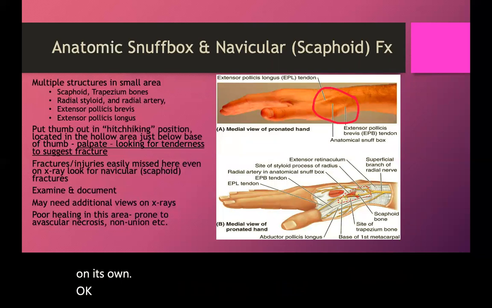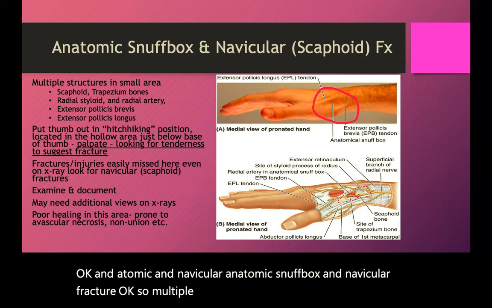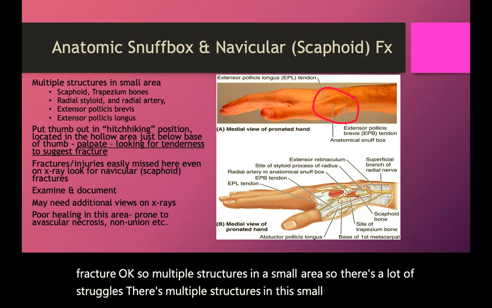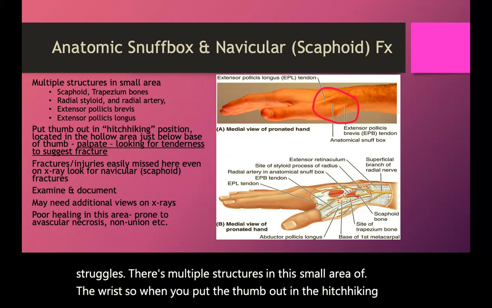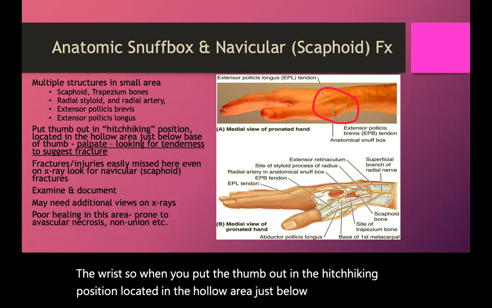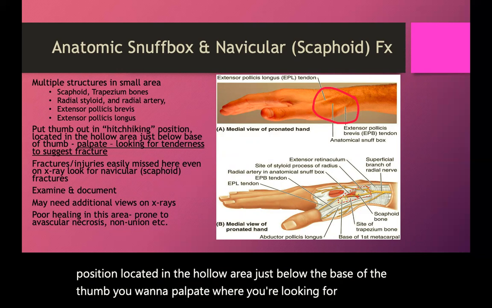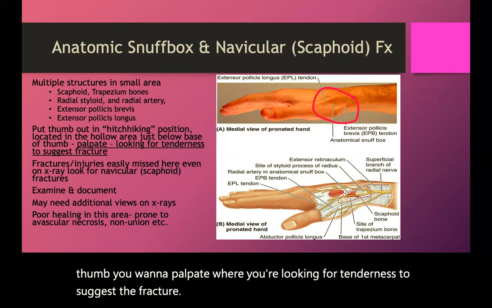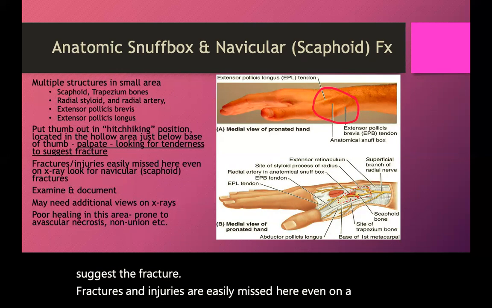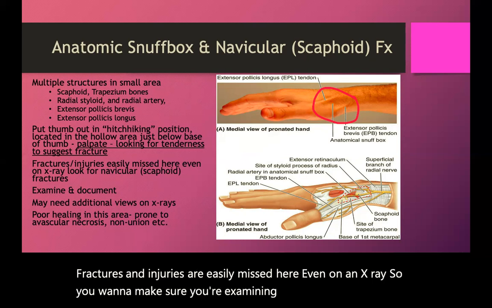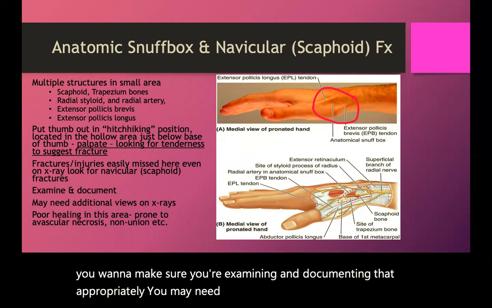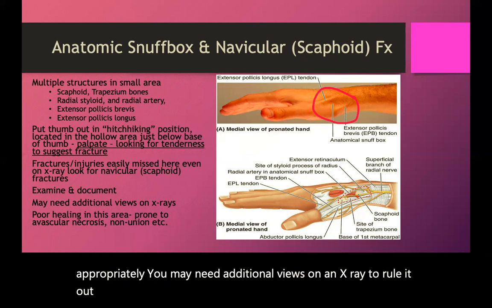Okay, anatomic snuff box and navicular fracture. So there are multiple structures in this small area of the wrist. When you put the thumb out in the hitchhiking position, you palpate the hollow area just below the base of the thumb, looking for tenderness to suggest a fracture. Fractures and injuries are easily missed here, even on an X-ray. So you want to make sure you're examining and documenting that appropriately. You may need additional views on an X-ray to rule it out. And just keep in mind, this is a poor area for healing. It's prone to avascular necrosis.